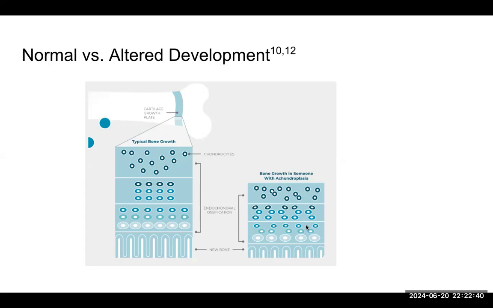Thus, the cartilage model is not adequately replaced with bone. This is an oversimplification, but the result is premature closure of growth plates and disproportionate bone growth, as seen in the phenotypes.